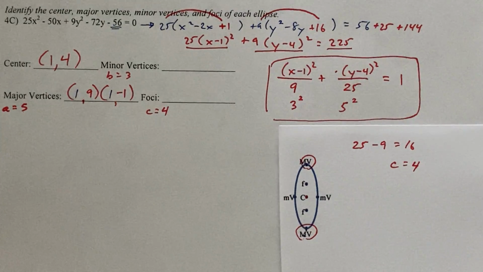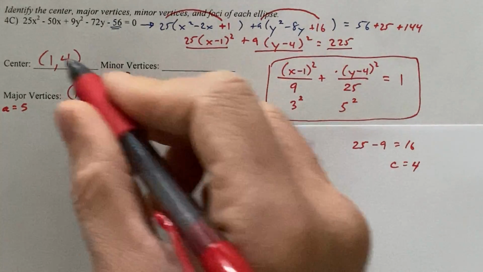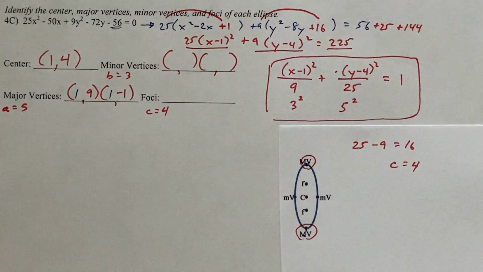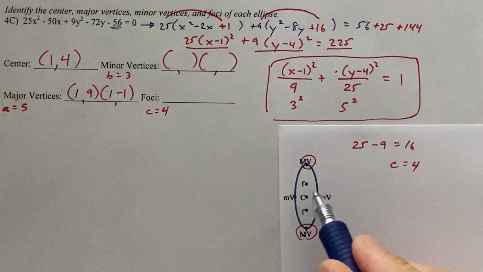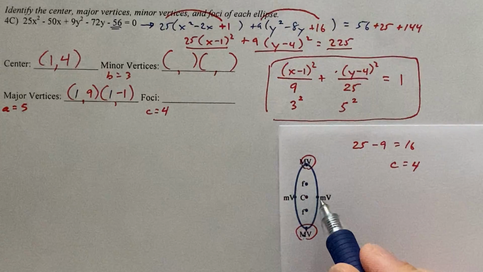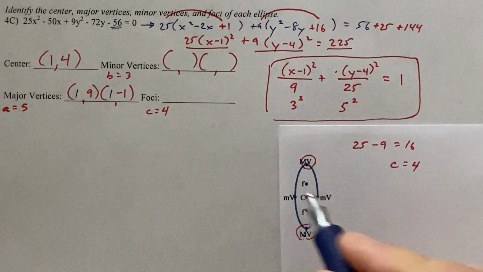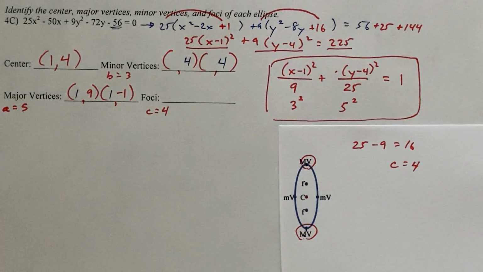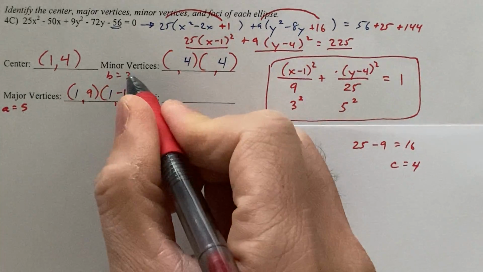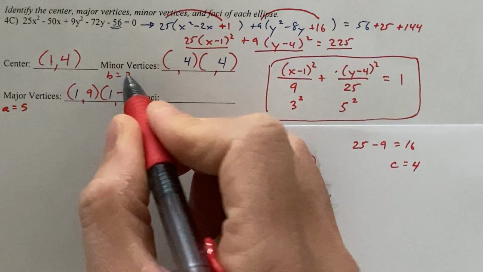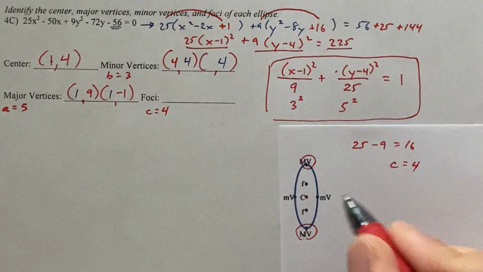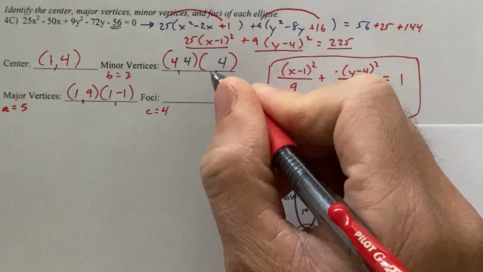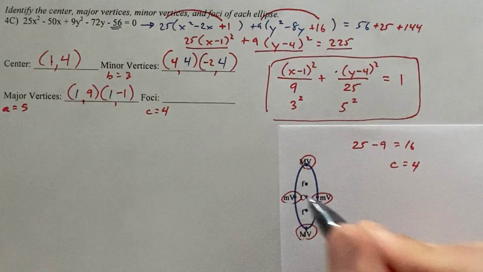Okay, do the same thing for the minor and the foci. We have the values, we have the center, so we can logically figure out what those numbers are. Minor vertices are left and right, which means the x's will change, so I keep the same exact y as the center. Okay, how much do I move right and left? 3 spaces. So 1 plus 3 gives me 4. That's how I move to the right. And 1 minus 3, that is -2. That's how I move to the left.